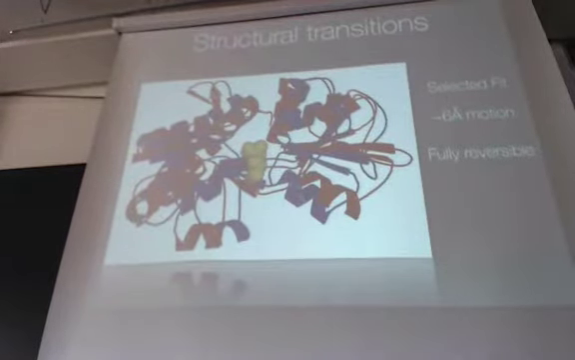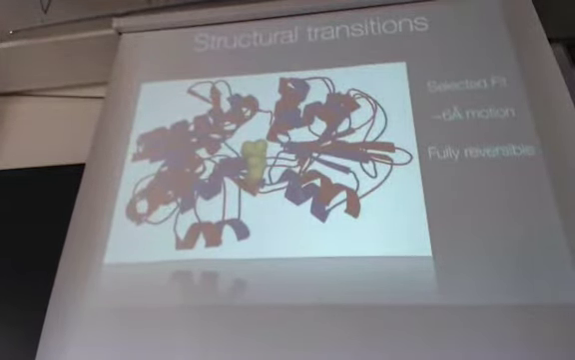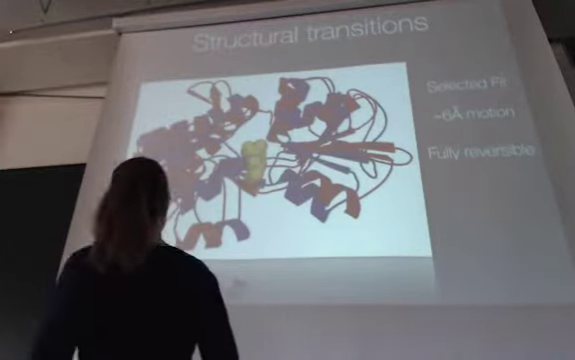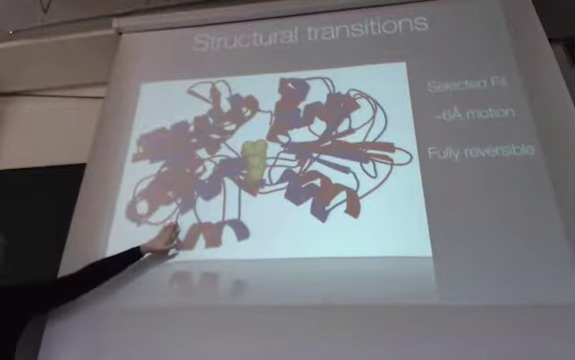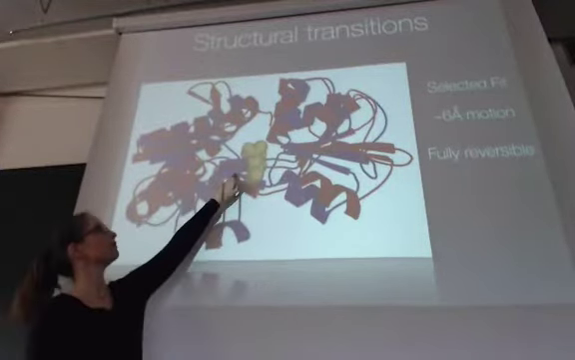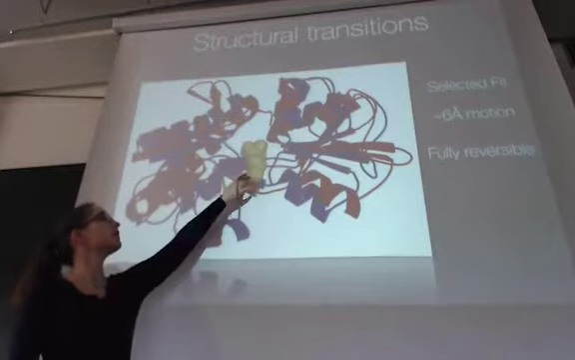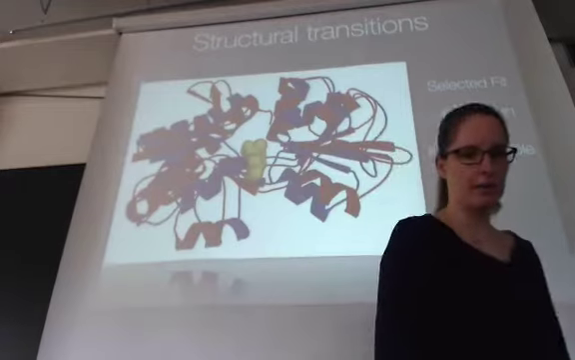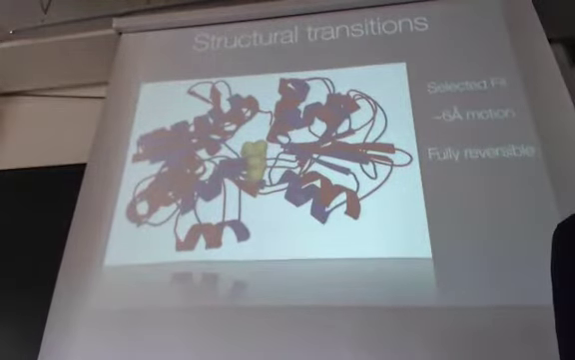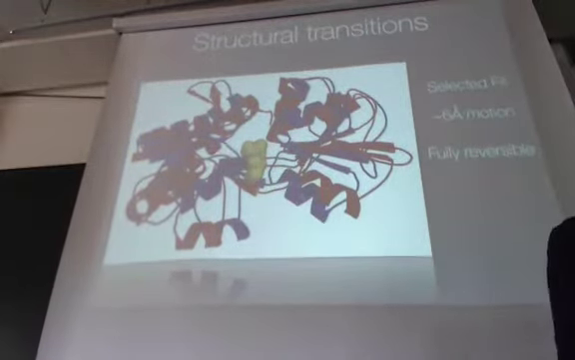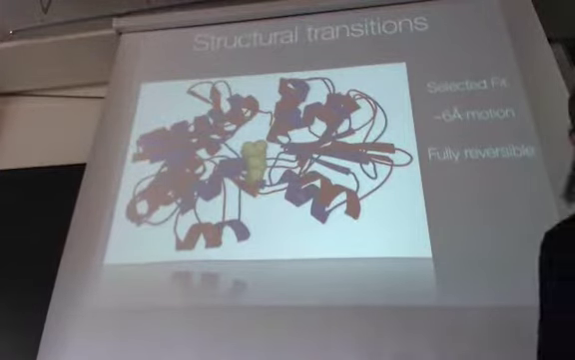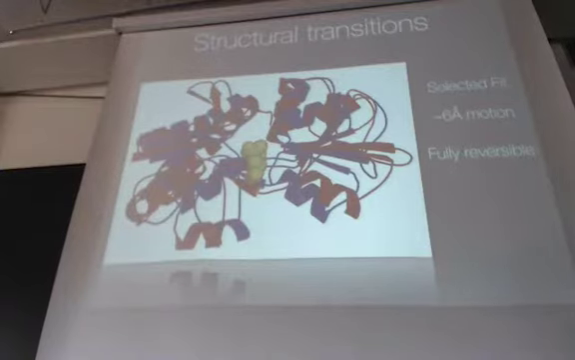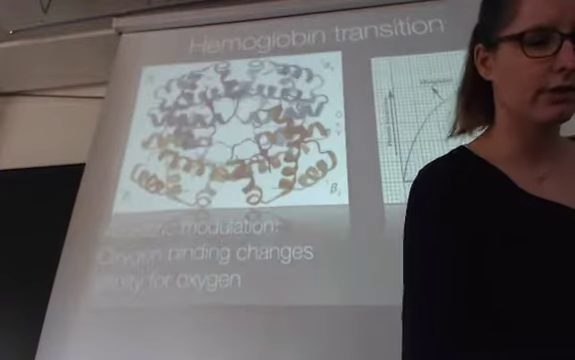A real example of this is a glutamate binding protein. In yellow is glutamate, the unbound state is in red, and the bound state is in blue. You can see the blue will create a contact between the glutamate and the protein. And this actually happens through selected fit. It's reversible, and the motion is pretty big. Was there a movie of this? No. Okay. Well, this is an example of a real transition.